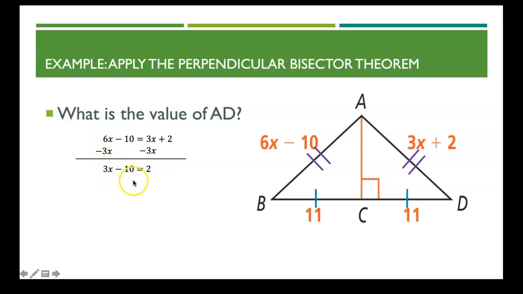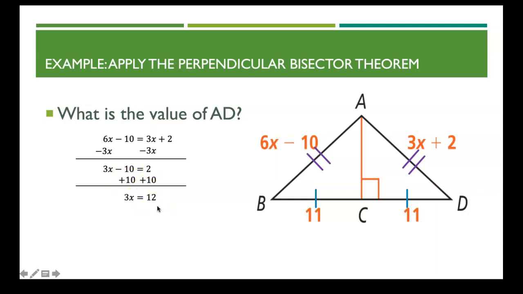And then what am I going to do next? Well, I'm going to say, what is the zero pair that will match up with negative 10, or minus 10? And whatever I do to this side, I've got to do to the other side too. So the zero pair, the thing that will match, will be a positive 10. So I'll add 10 to each side, and I'll get 3x is equal to 12.